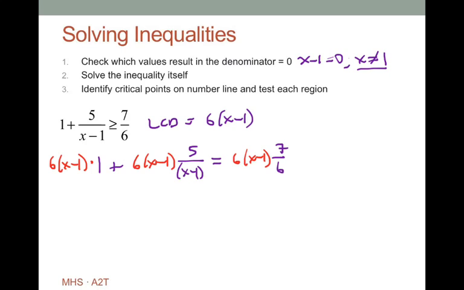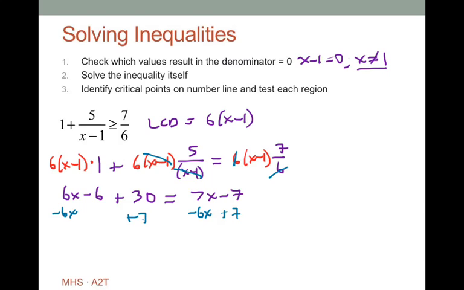Now we're going to go ahead and cancel as much as we can and simplify. So I'll get 6x minus 6. The x minus 1's cancel, so I get 30 on the left, and then the 6's cancel, so I get 7x minus 7. From here, I just want to solve for x. Subtract 6x from both sides. Add 7 to both sides, and I get x is equal to 31. So my two critical points I found are at x equals 1 and at x equals 31.